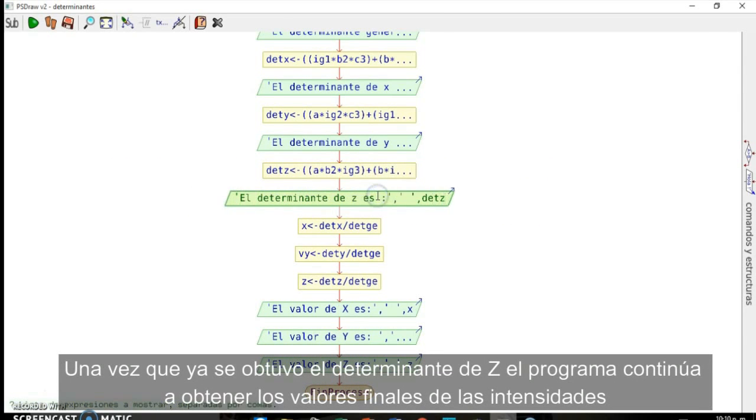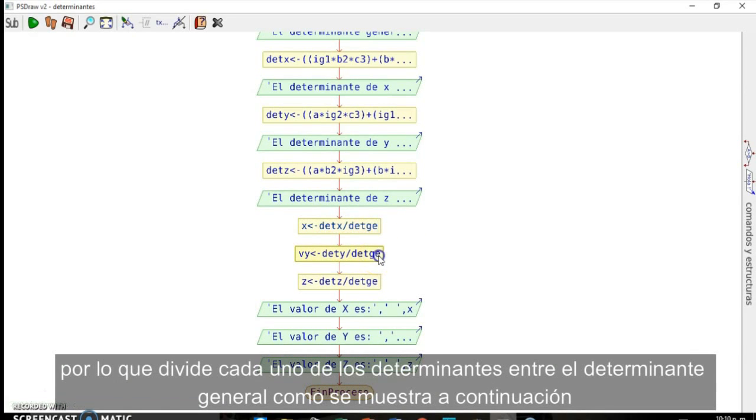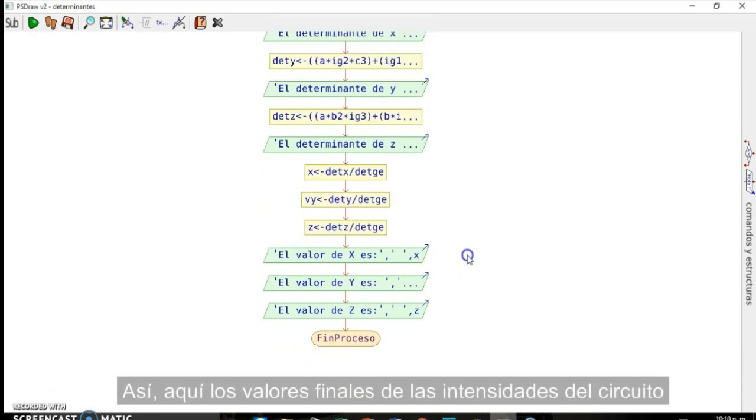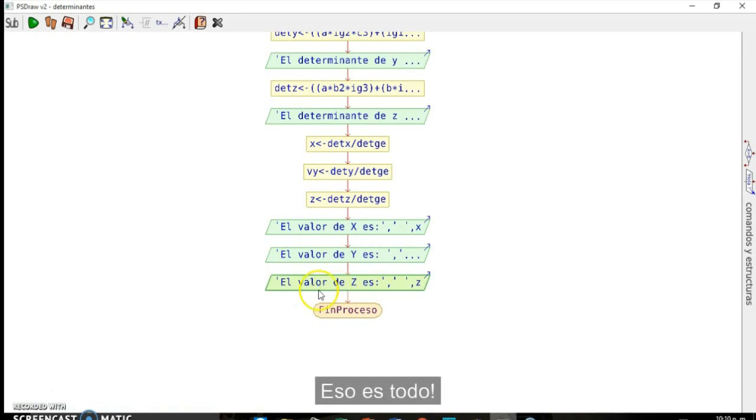Once the determinant of c has been obtained, the program continues to obtain the final values of the intensities. It divides each of the determinants by the general determinant as shown below. So, these are the values of the intensities of our circuit. That's all.